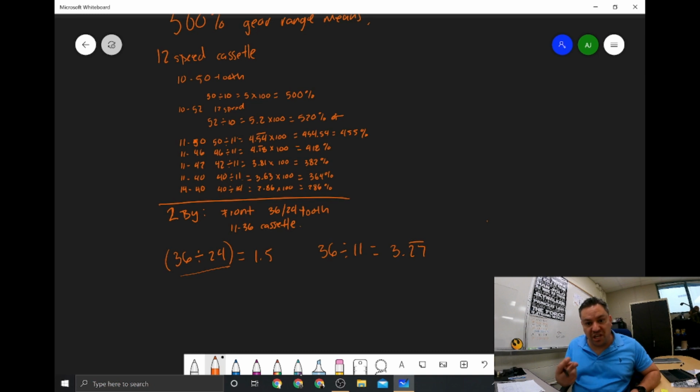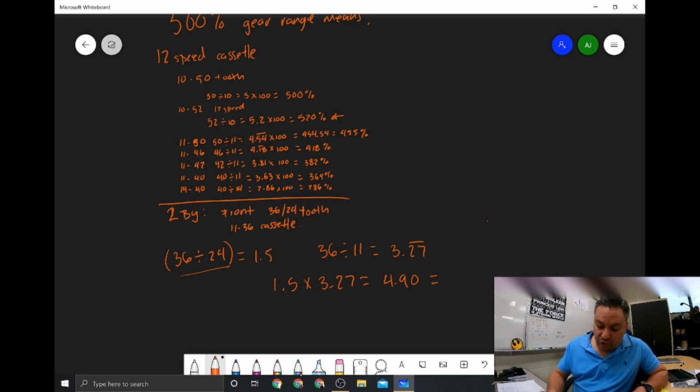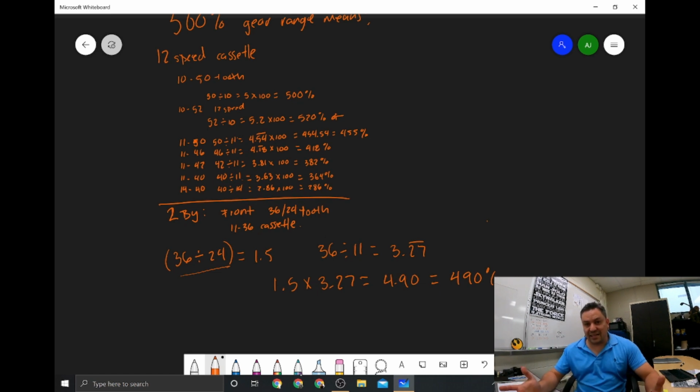Okay, so now what we're gonna do is multiply what I got from the division of the front chain set, 36 divided by 24 is 1.5, and the division of the rear cassette, 36 divided by 11, which is 3.27. So I'm gonna multiply 1.5 times 3.27, and I'm gonna get 4.90 repeating. So the gear ratio for this one is gonna be 490%. And that's that simple.